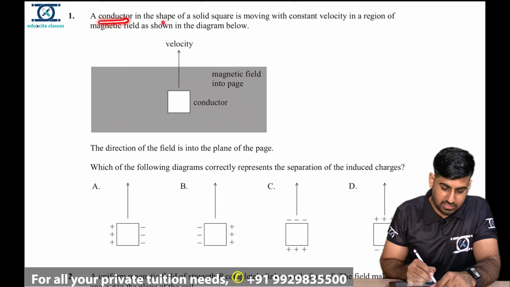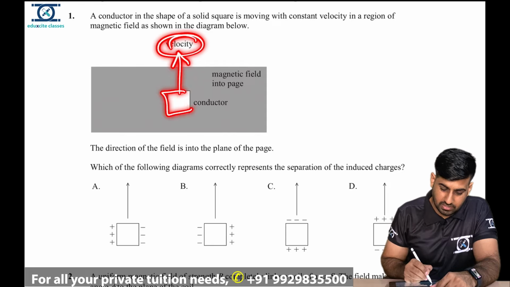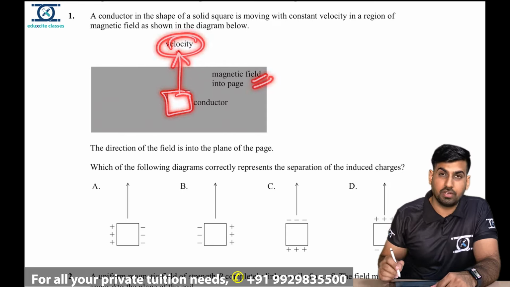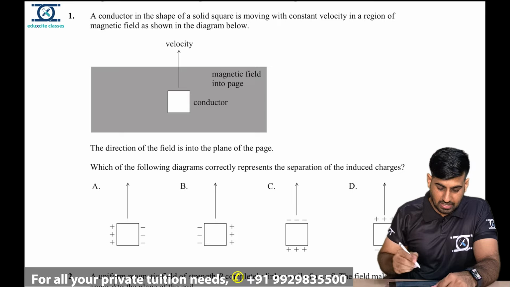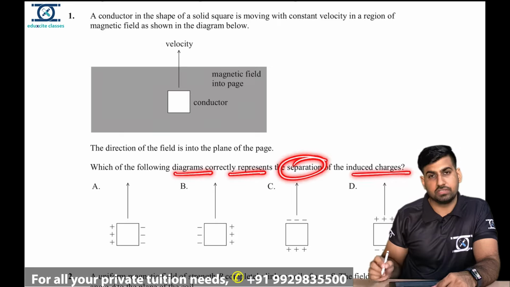A conductor in the shape of a solid square is moving with a constant velocity. So this is a constant velocity and this is the conductor. Magnetic field is given into the page of the paper. They are asking which diagram correctly represents the separation of the induced charges.